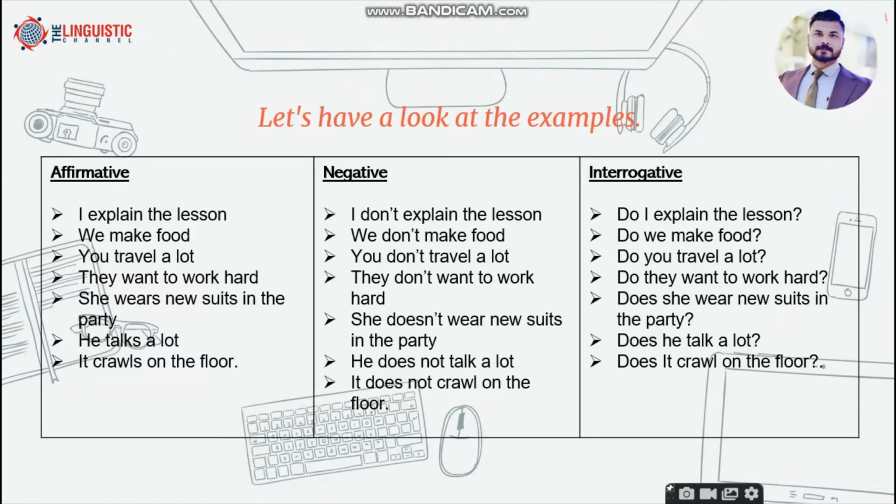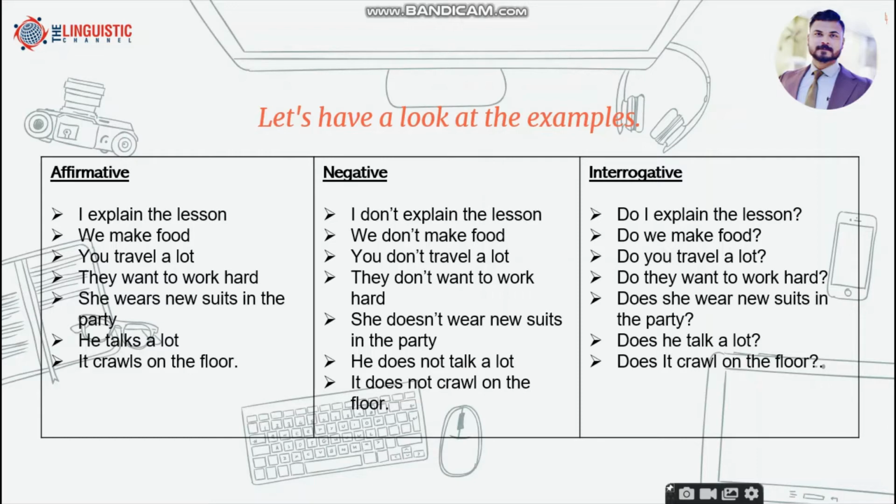The same thing goes with a negative. Remember, negative बनाने का rule है कि we always add not with the helping verb. So it says, I don't, or you can say, I do not explain the lesson. When it comes to a negation with he, she, it, it goes, she does not wear. You see, we have removed the addition of s from the verb wear.